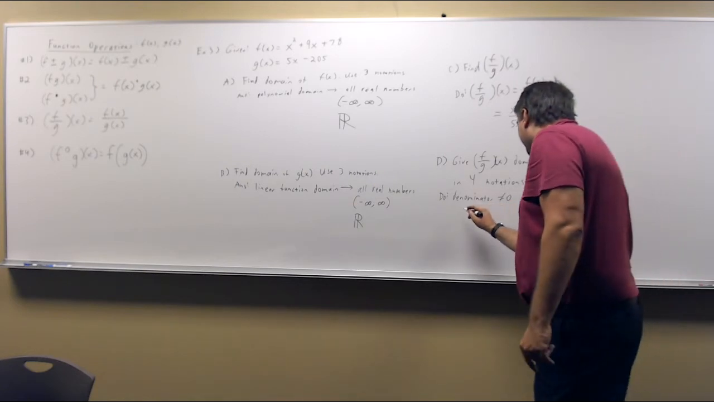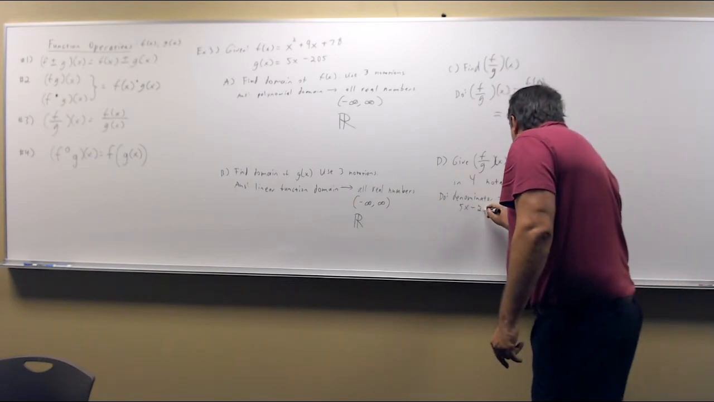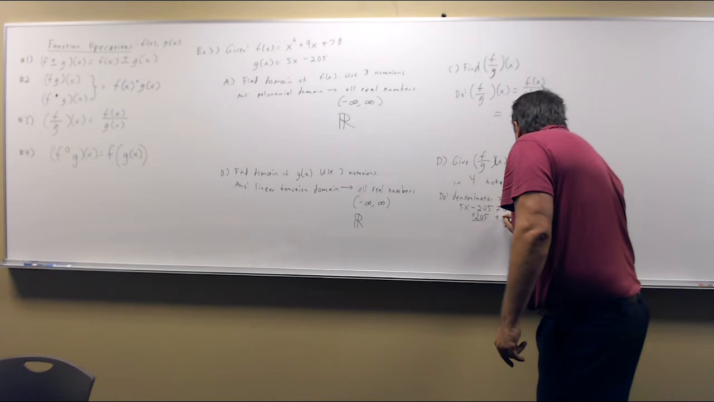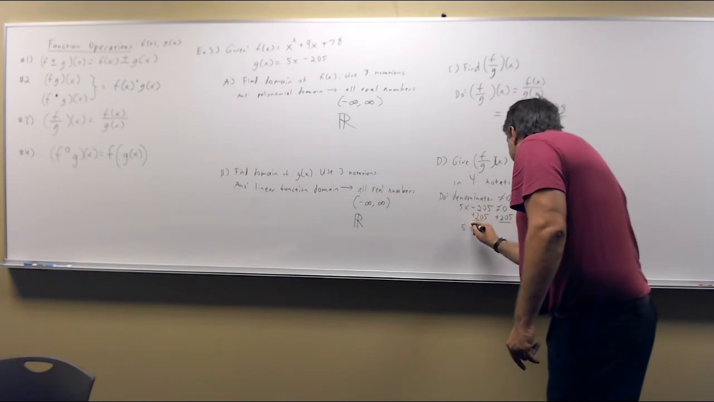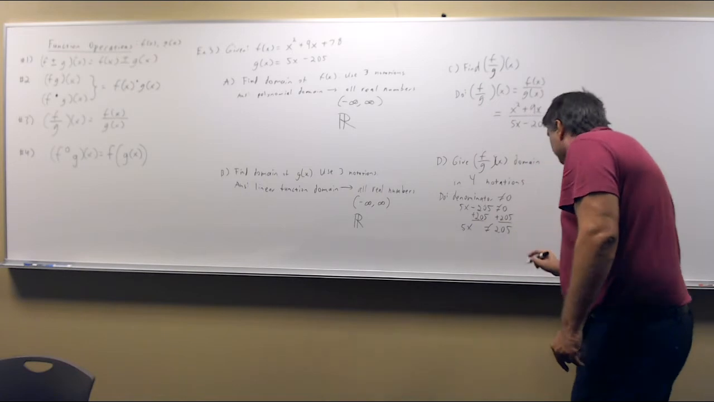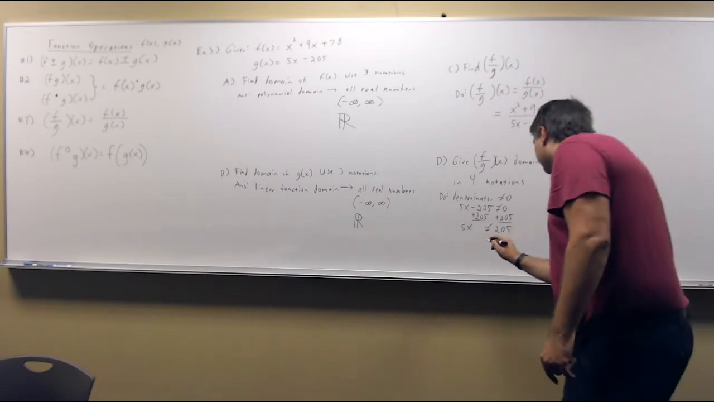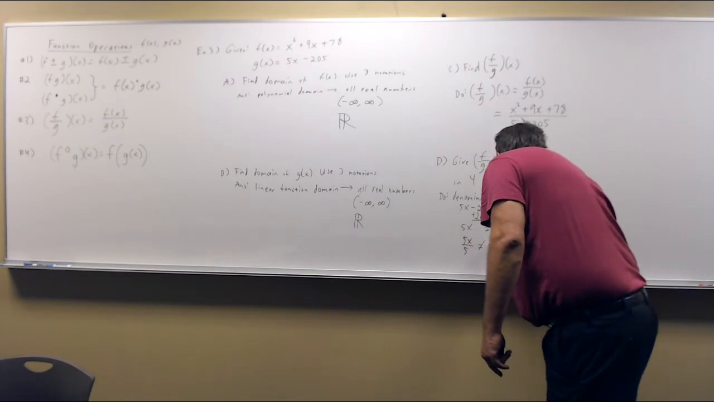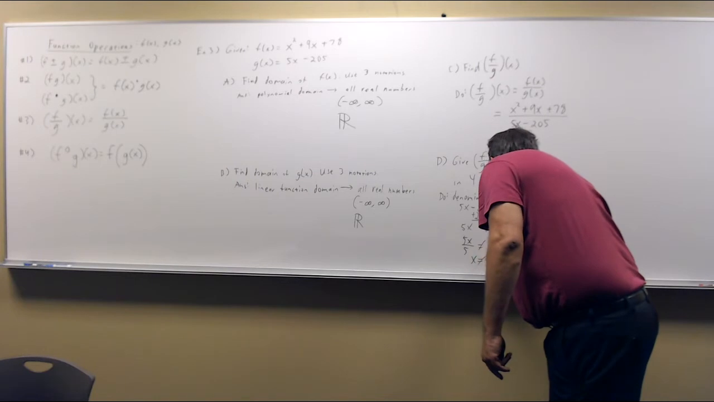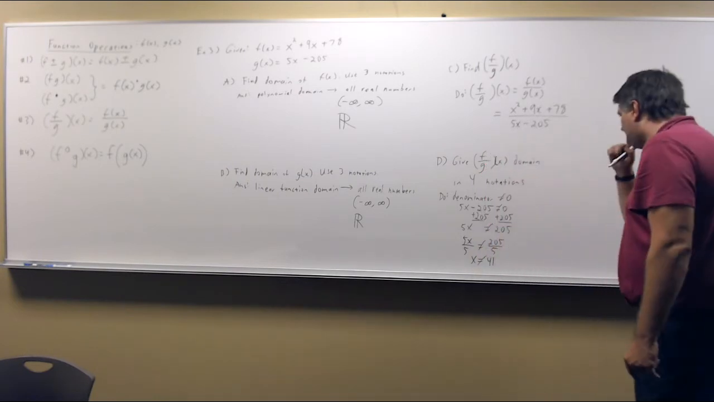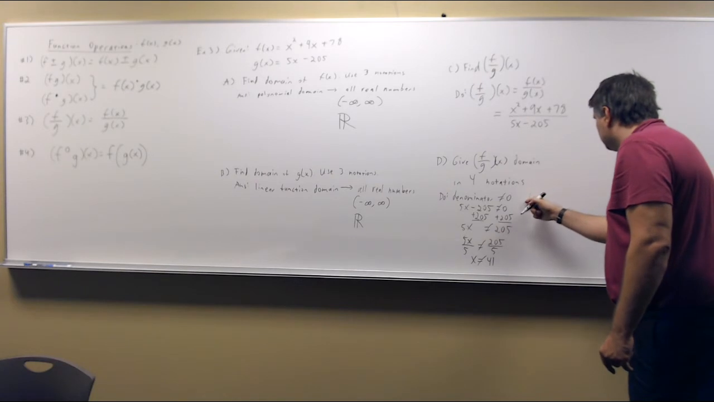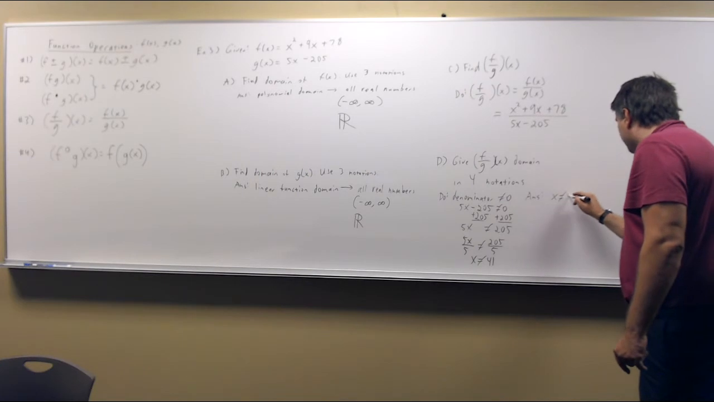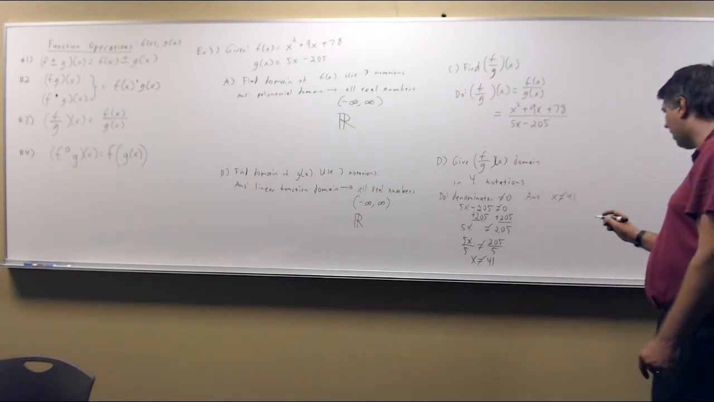Okay, so that means that 5x minus 205 cannot equal 0. So we would add 205 to both sides, and 5x cannot equal 205. Okay, divide off the 5, and x cannot equal 41. So there are the answers. Some people would just write x does not equal 41. That's a valid way of putting it.